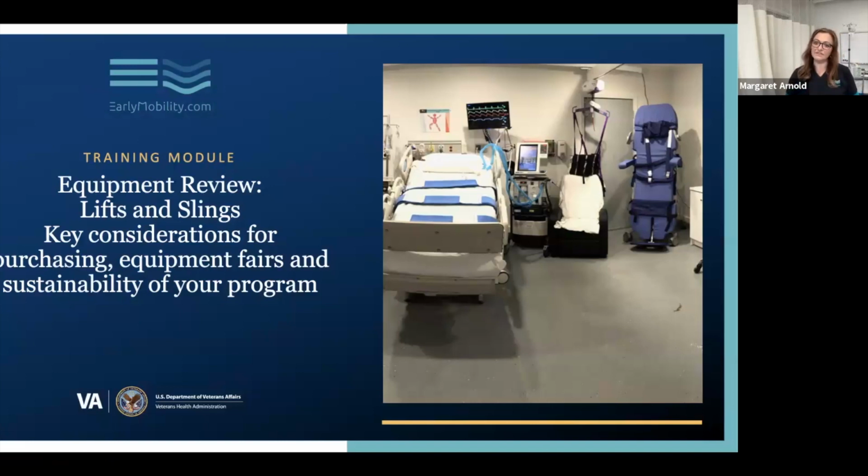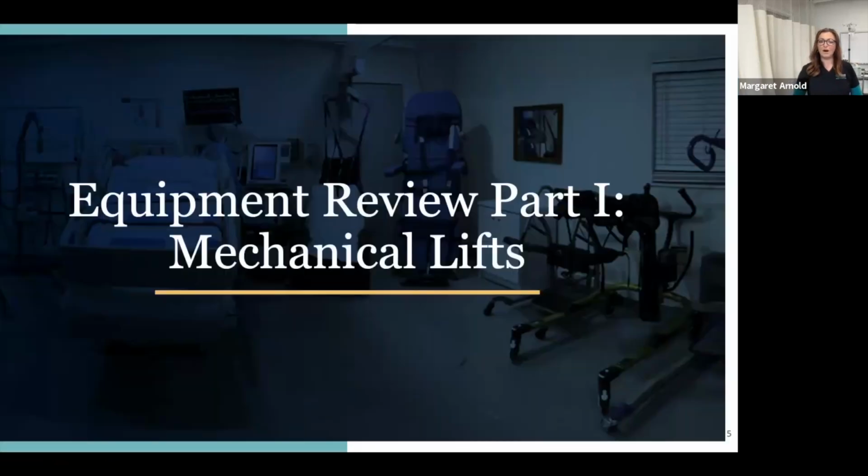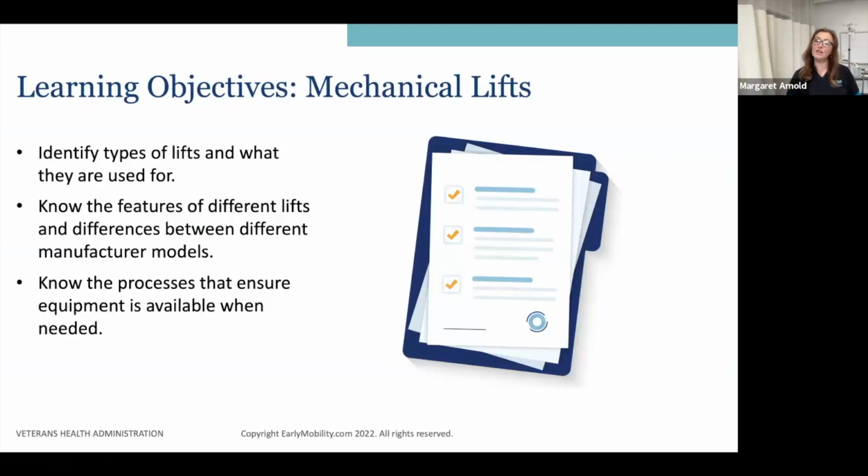Equipment review, lifts and slings, key considerations for purchasing, equipment fares, and sustainability of your program. Part 1, we're going to look at mechanical lifts. The learning objectives are to identify the types of lifts and what they are used for, know the features of different lifts and differences between different models, and know the processes that will ensure equipment is available when you need it.